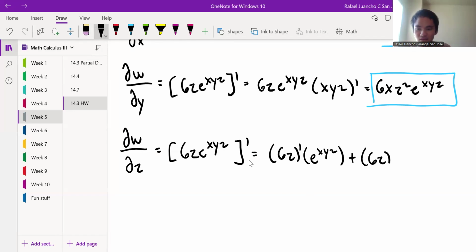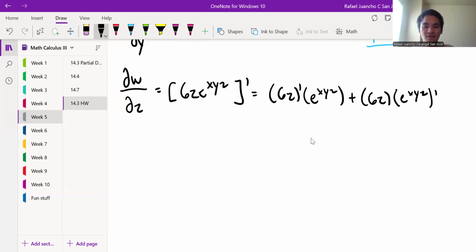And then I do the same thing, but then I take the derivative of my other function, because that's the product rule, right? And then from there, now we take the derivative of each of these. So what is this derivative? z is a variable, so this is just 6. So if we multiply, we have 6e^(xyz). Then we add.